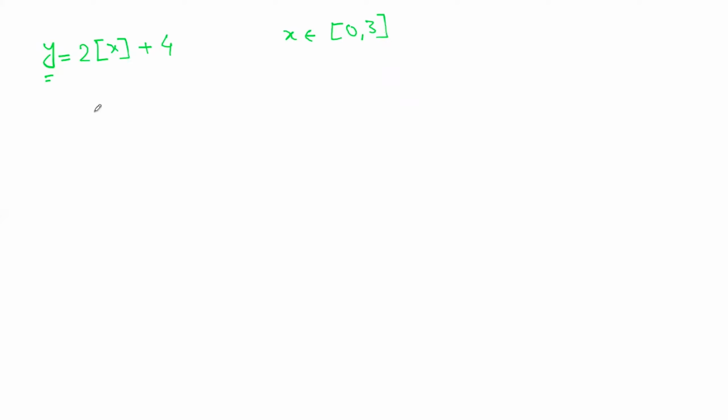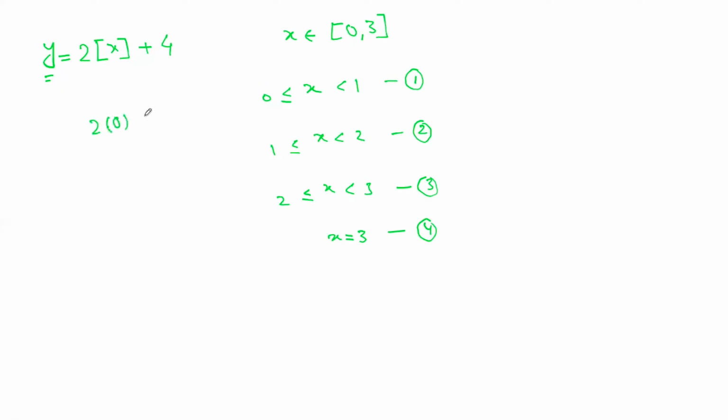Now, in this portion, we know that this is a step function. So we have to solve this stepwise: x lying between 0 to 1 is the first case, second, x lying between 1 to 2, third case, x lying between 2 to 3, and the fourth case, x is equal to 3. So one by one, we have to go: first case, second, third, and fourth. When x is lying between 0 to 1, we know that the greatest integer will be 0. So this will be 2 into 0 plus 4.